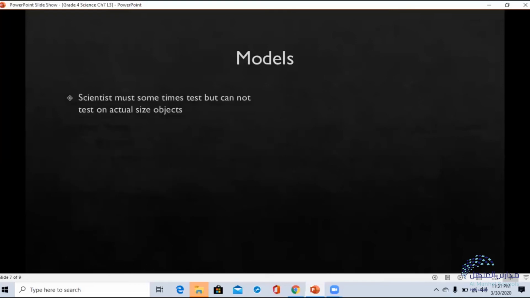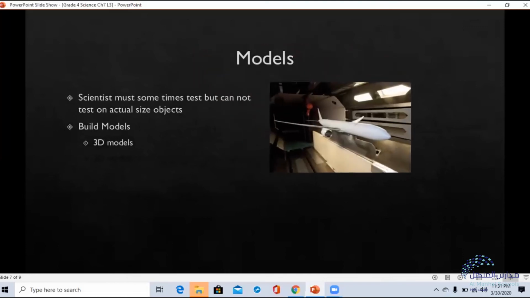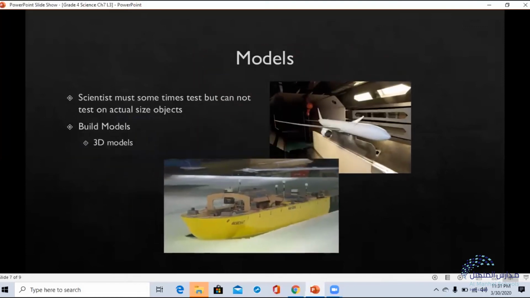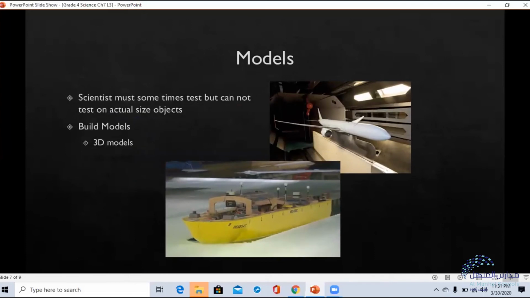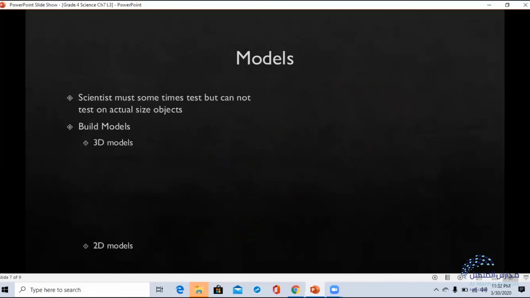Models. Scientists must sometimes test and build models because they cannot test the actual size of the product. If I look at models, you get 3D models like this aeroplane and the ship. When I need to test them, I can't always use the actual size. So I build the most accurate scale models to test how winds or how waves will affect these actual size models. Then you get 2D models.